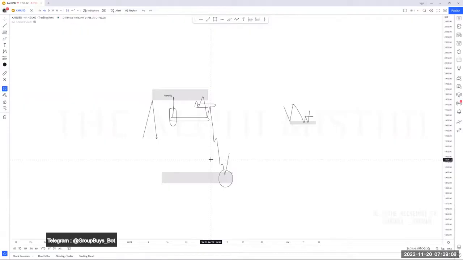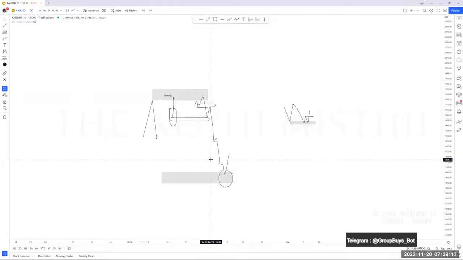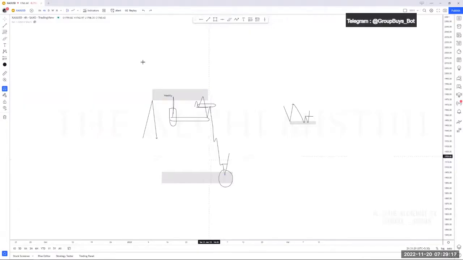So remember, like daily to daily, weekly to weekly, monthly to monthly. Not 4 hour to 4 hour, 1 hour to 1 hour. No. Those are not necessary. Those are only used for entries.